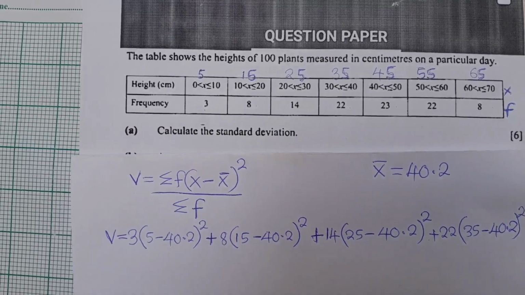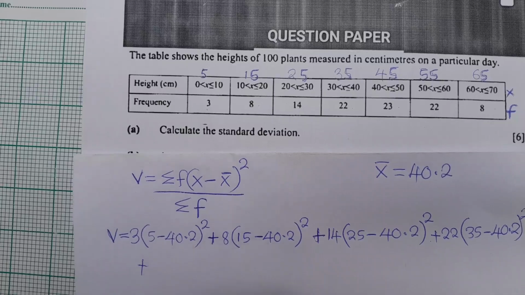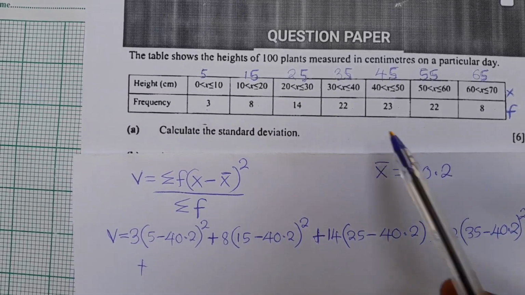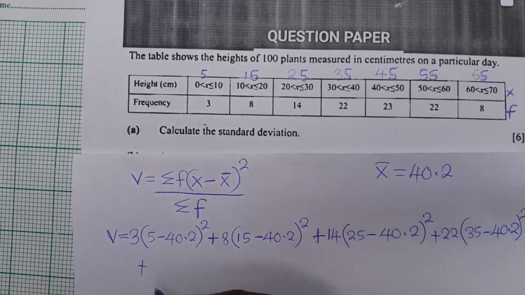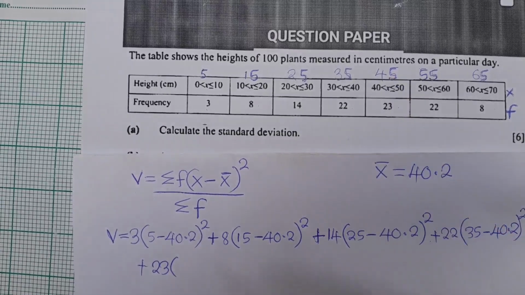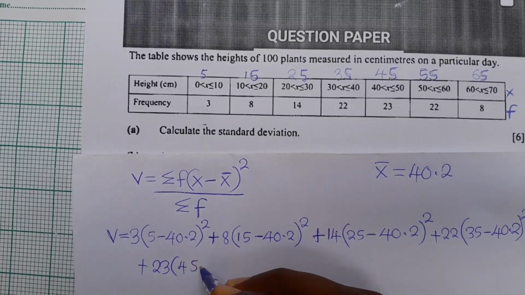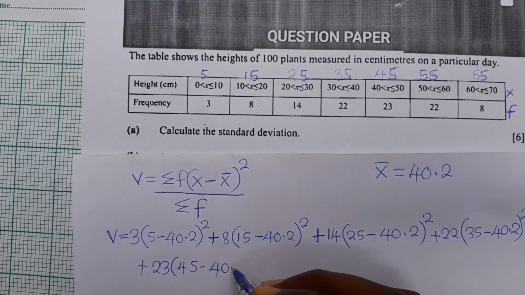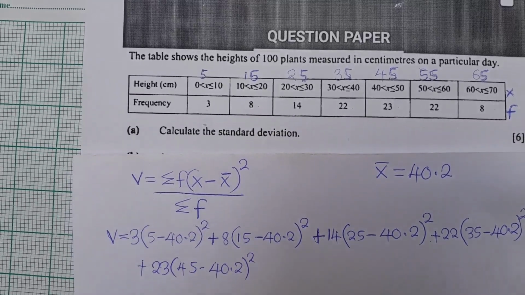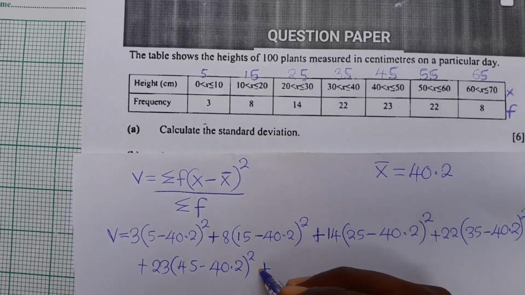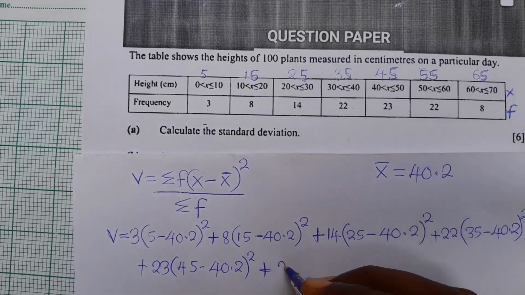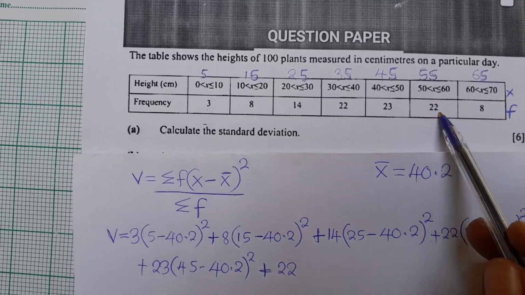You continue where you say plus. We ended at 22 here, 35 there, so we go to 23, next one. So 23, open bracket, what is on top? 45, so I say 45 minus, what is the mean? 40.2 cross squared. This is what I need to be doing. I say plus, so 23, I will see, I go to 22. So 22, here, 22 is here.